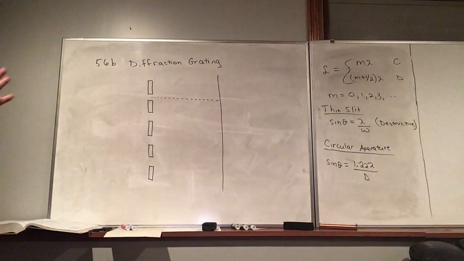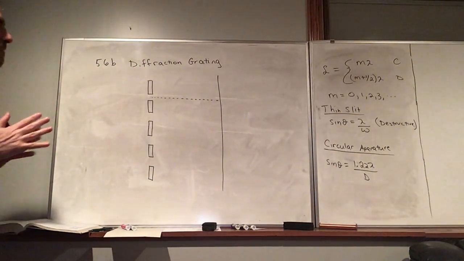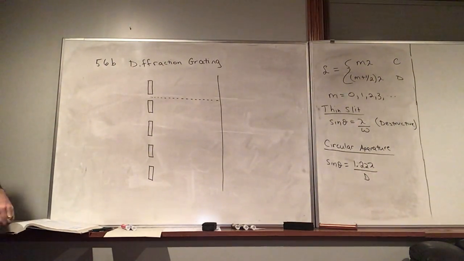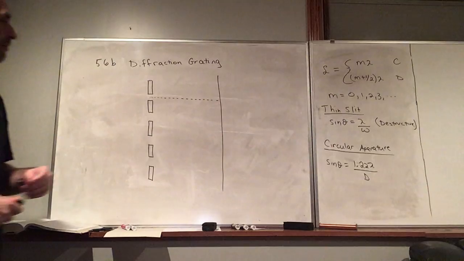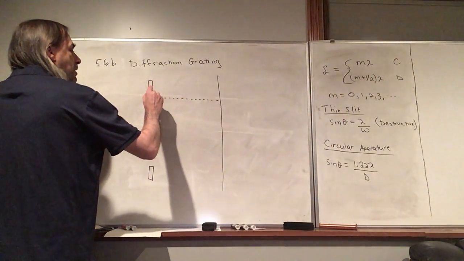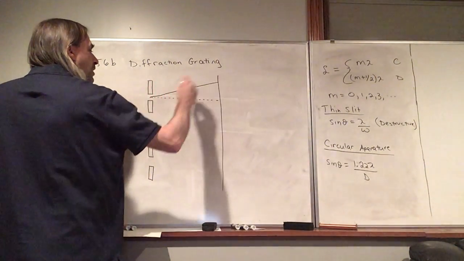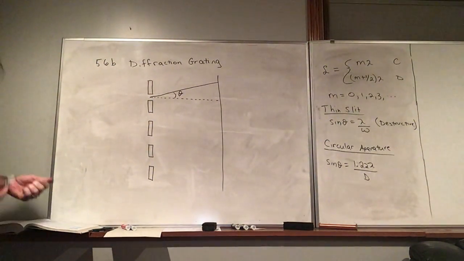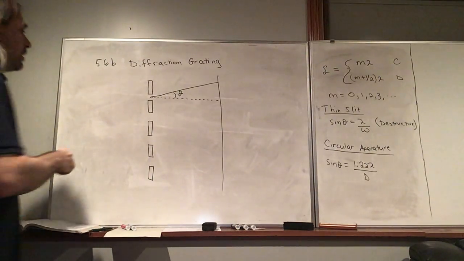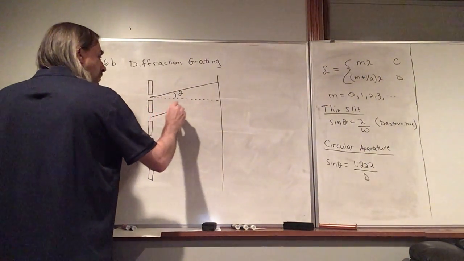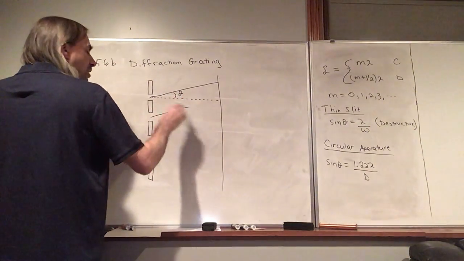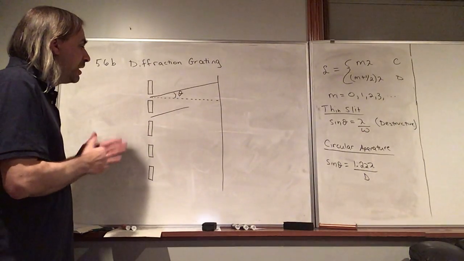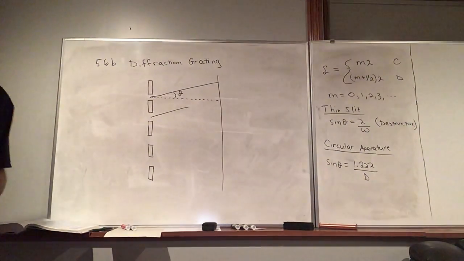And what we want to do is find out where the maxima would occur. There's a minimum in between each one. So let's define an angle. Let's say the first maximum here would occur at an angle theta. I'm not going to draw the full lines, just for the sake of the drawing, because this is not exactly to scale.